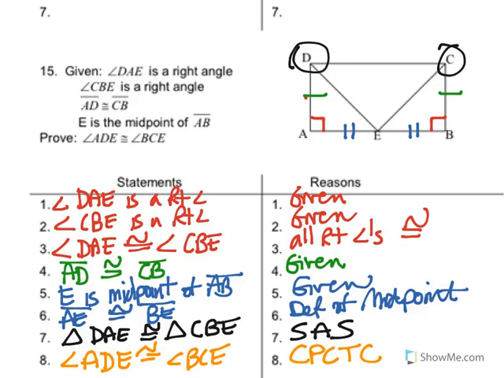Okay, so here's your proof written out for you. First I gave you the two right angles given, and then declare those all right angles are congruent. Then the next two givens, AD is congruent to CB, and then E is the midpoint of AB. And because of that, I know that AE is congruent to BE. And now we have enough by SAS.